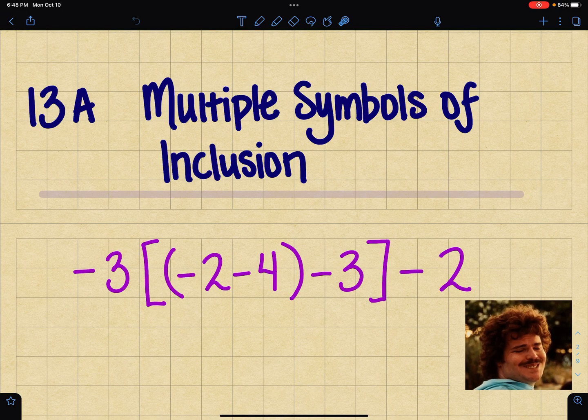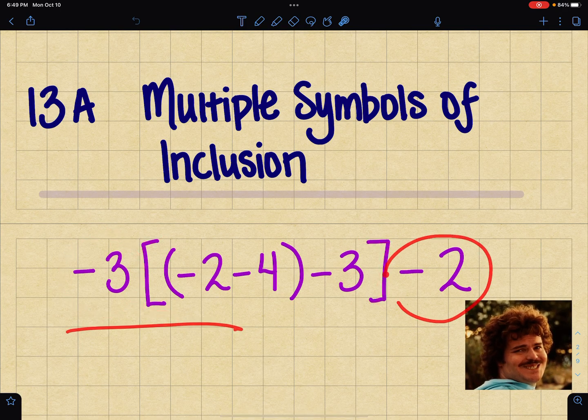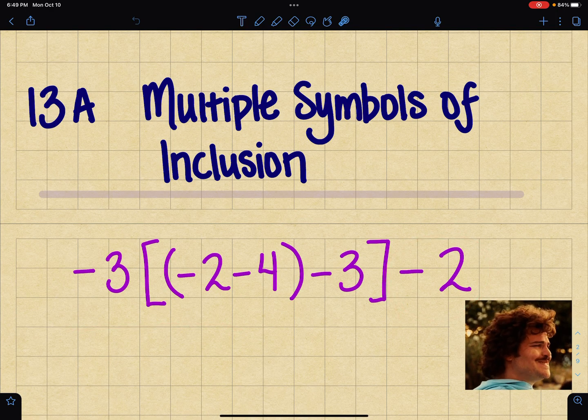To do this, I'm going to start with negative 2 minus 4. Once I have that, I'm going to do the next set of symbols of inclusion. So I'll do the minus 3. After that, I do order of operations. This looks like we're going to multiply that to the answer of the bracket. So I would do that first before I take away 2 at the end.